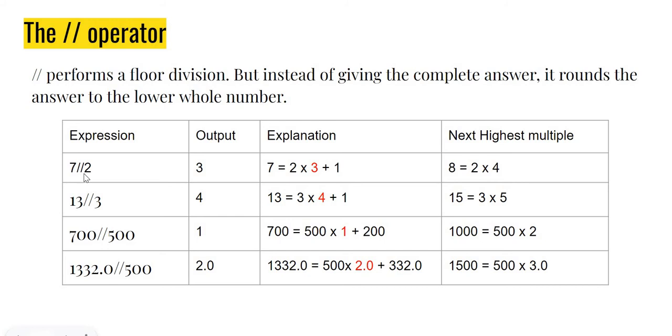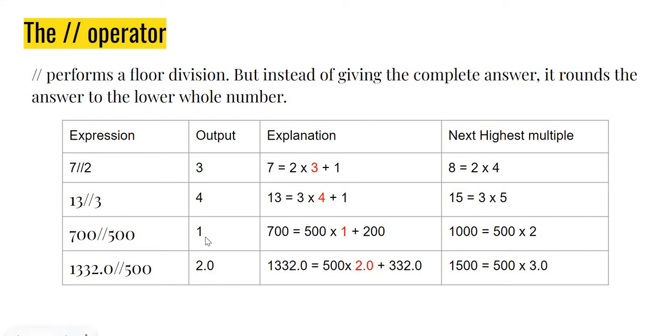7 floor division by 2 gives me 3. Because remember, if I divided 7 by 2, I'm going to get 3.5. Instead of giving me the entire 3.5, it is in fact returning me the lower whole number, which means 7 was 2 times 3 plus 1. 1 was the remainder, so I ignore the remainder. In fact, I end up getting 3. Similarly, 13 floor division 3 is 4, and that's because 13 divided by 3 is actually 4.33333, but I go down to the lower whole number, which is 4.